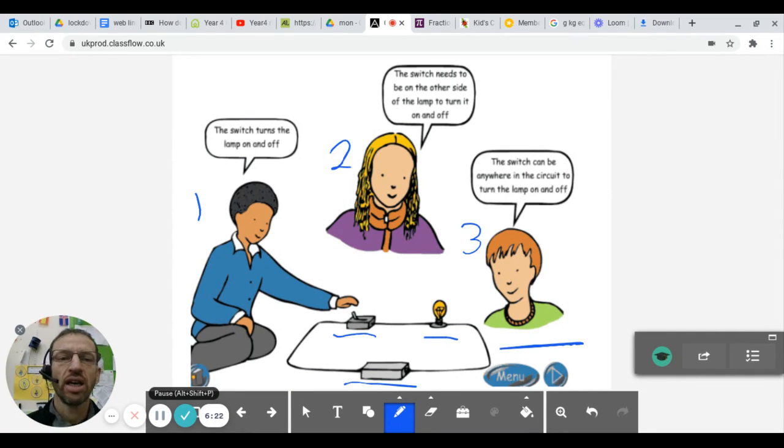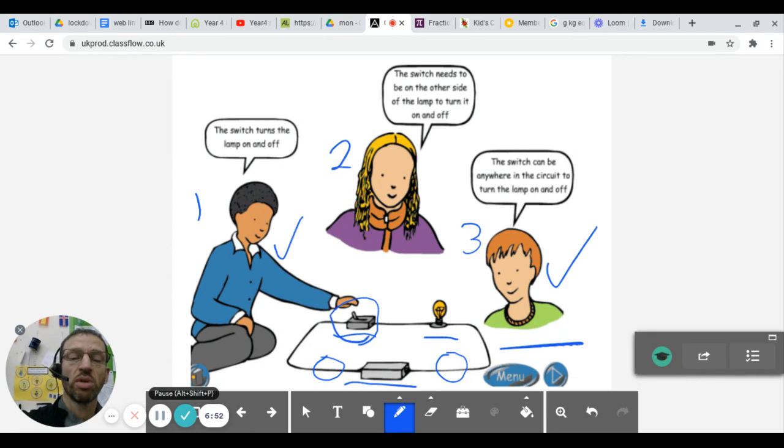Okay, so we have the boy is actually right. The first boy, the switch turns the lamp on and off. The girl in this case is incorrect. A circuit breaker or a switch doesn't matter where it goes in the circuit, could be anywhere in the circuit, could be over here, could be over here. It doesn't matter where it is, it will work wherever it is in the circuit. Okay, so this guy is also correct. Okay, so we've actually got two people who are correct, and we need to be able to explain why.